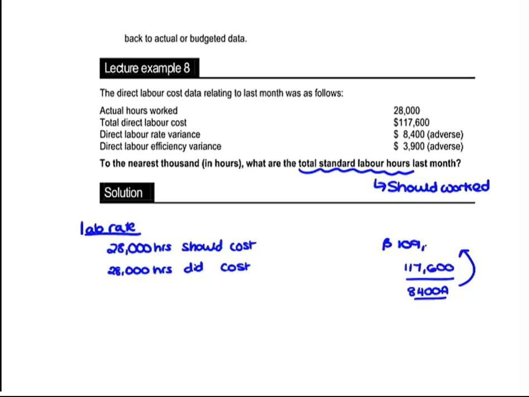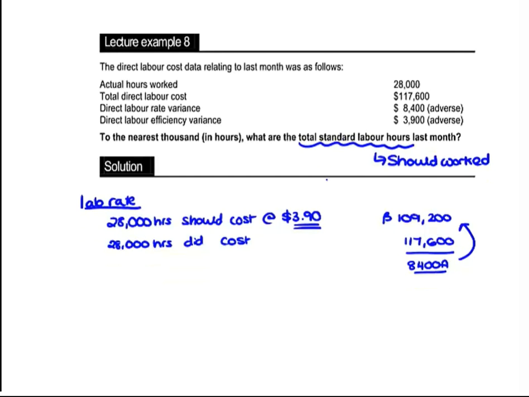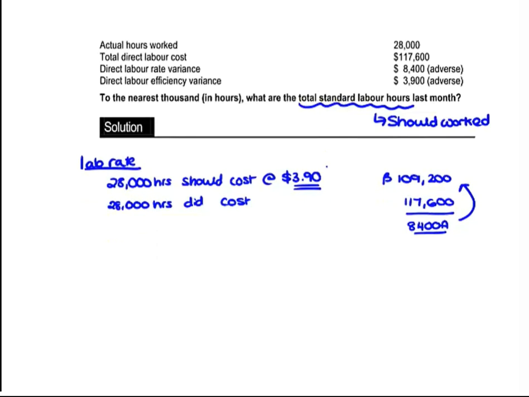So what that means then is that the standard cost per labour hour is 109,200 divided by 28,000. So the standard cost per labour hour is $3.90. And that's going to help us because when we work back through the labour efficiency variance, we will need that value of $3.90. Let me show you how.